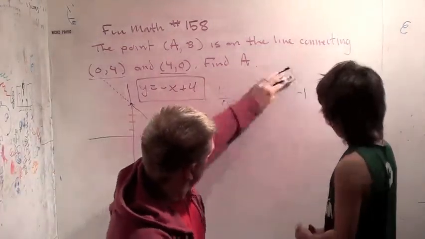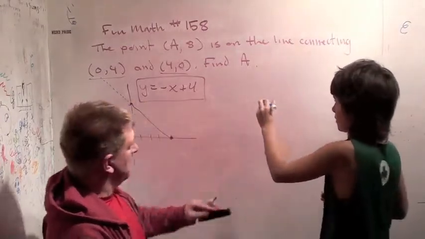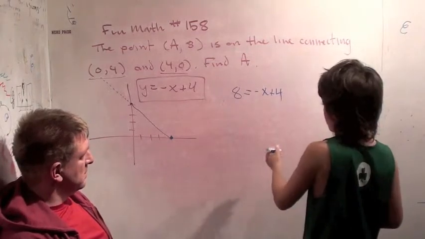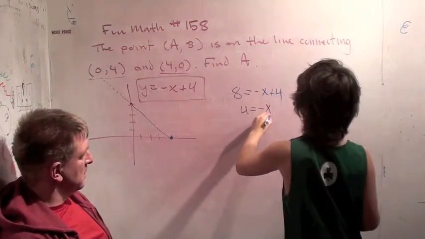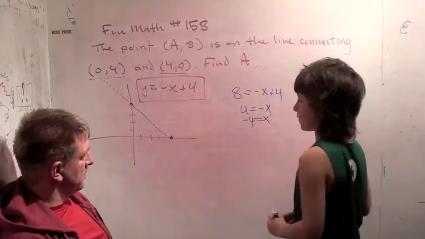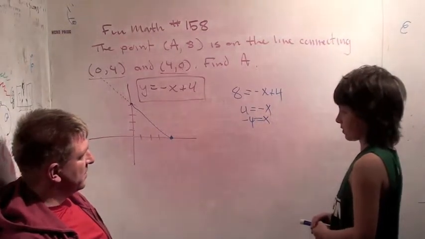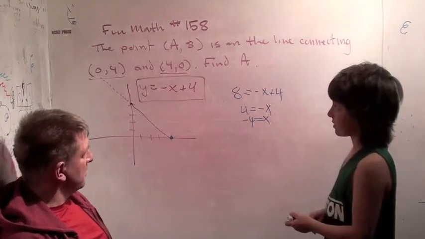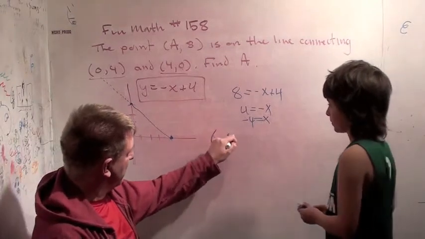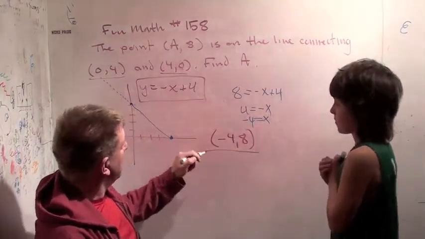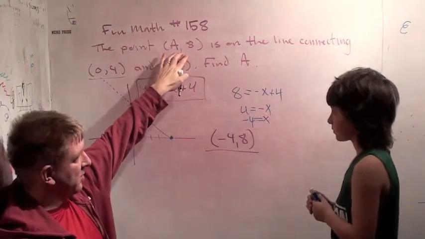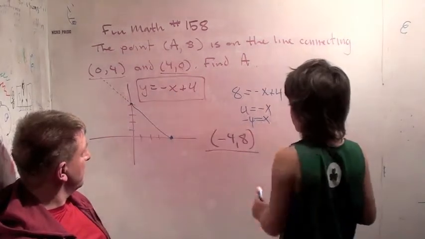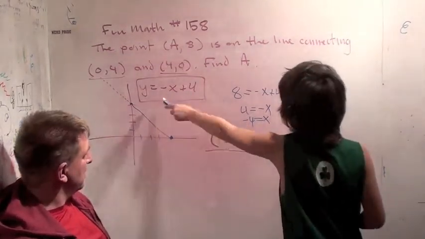Now we'll put in y equals 8. So we get 8 equals minus x plus 4. So 4 equals minus x, so x is minus 4. Okay, so let's check. What point do we have on the line now? (minus 4, 8). Okay, so the question is, is (minus 4, 8) on the line? And if that is true, then A will equal minus 4. So minus minus 4 is 4, plus 4 does equal 8.